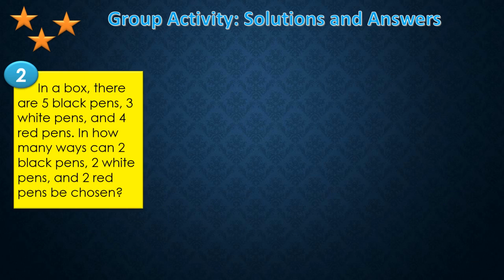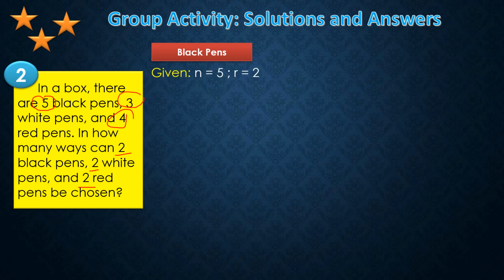Next, number 2. In a box, there are 5 black pens, 3 white, and 4 red. Again, I'll highlight: black, white, and red. The question is, in how many ways can 2 black pens, 2 white pens, and 2 red pens be chosen? Okay? So, 3 categories. For black pens, we only take 2 out of 5 based on the problem. So, our n is 5, choosing 2.